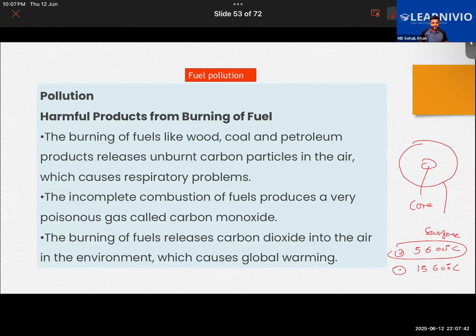Spontaneous combustion. Okay. Then we learned how we can control fire. Fire can be controlled by various methods. There are three principal things that need to be considered. A fire needs three things to be present: fuel, air or oxygen, and heat. So by removing one of these three things, you can control fire.